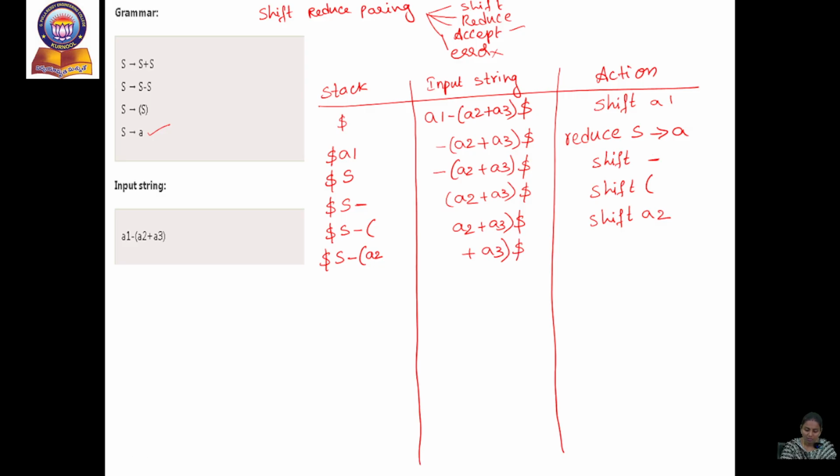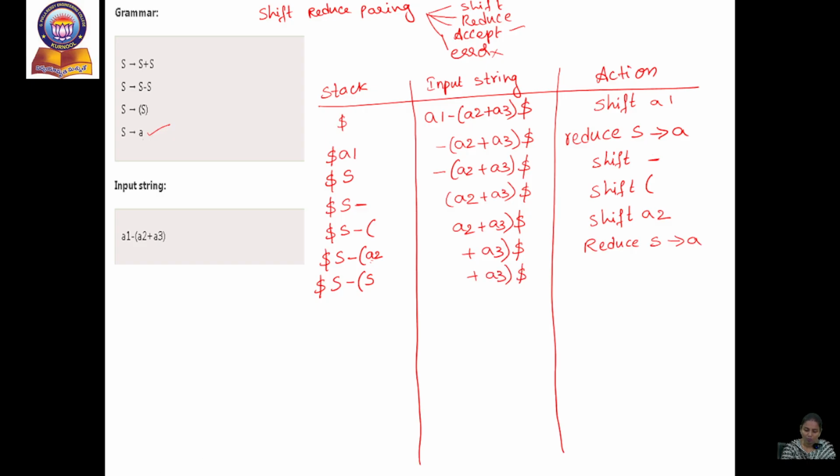So S minus open bracket A2, whether A2 is available here? Yes, A is available in the grammar. So I can use the reduce for A with its production, that is only this will be reduced. So dollar S minus open bracket, A can be derived from S. So in the place of A, I'm going to write S and write the remaining input string as usual.